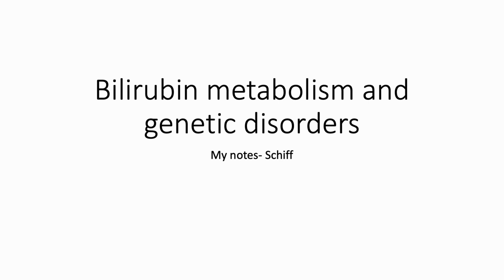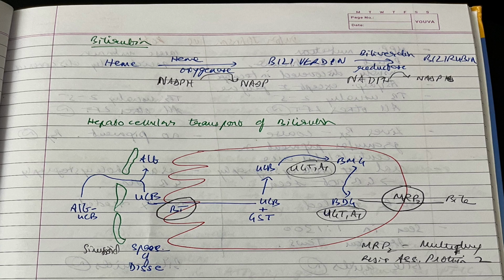Bilirubin metabolism and genetic disorders. Heme gets oxidized in the presence of heme oxygenase and NADPH to biliverdin, which in the presence of biliverdin reductase gets oxidized to bilirubin. The hepatocellular transport of bilirubin.